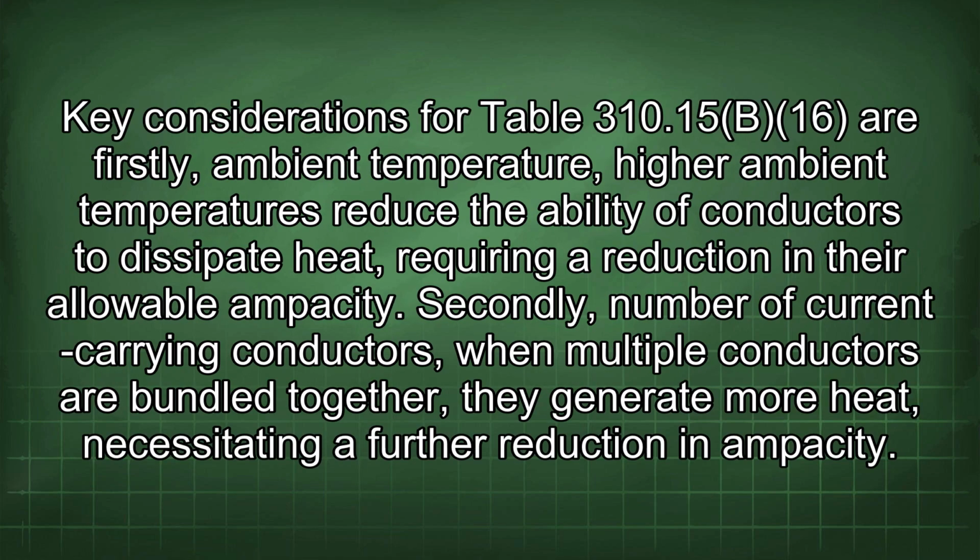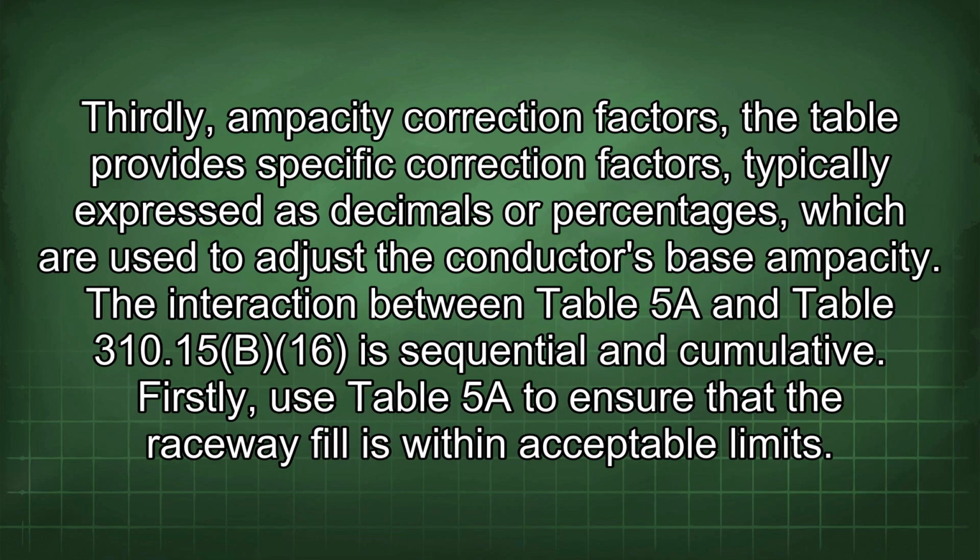Key considerations for Table 310.15(B)(16) are firstly, ambient temperature. Higher ambient temperatures reduce the ability of conductors to dissipate heat, requiring a reduction in their allowable ampacity. Secondly, number of current-carrying conductors. When multiple conductors are bundled together, they generate more heat, necessitating a further reduction in ampacity. Thirdly, ampacity correction factors. The table provides specific correction factors, typically expressed as decimals or percentages, which are used to adjust the conductor's base ampacity.